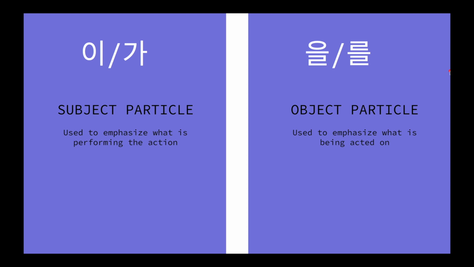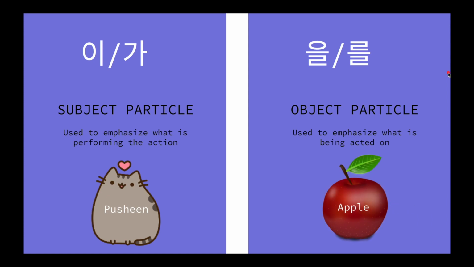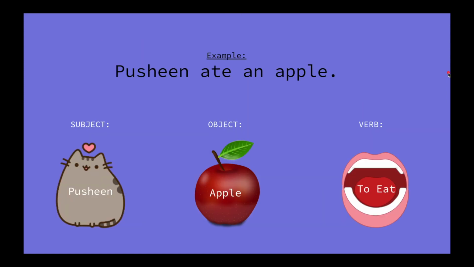Let's distinguish between the subject particle and the object particle. The subject particle is used to emphasize what is performing the action. The object particle is used to emphasize what is being acted upon. Our example sentence is Pusheen ate an apple. The subject being Pusheen, the object being apple, and the verb being to eat.